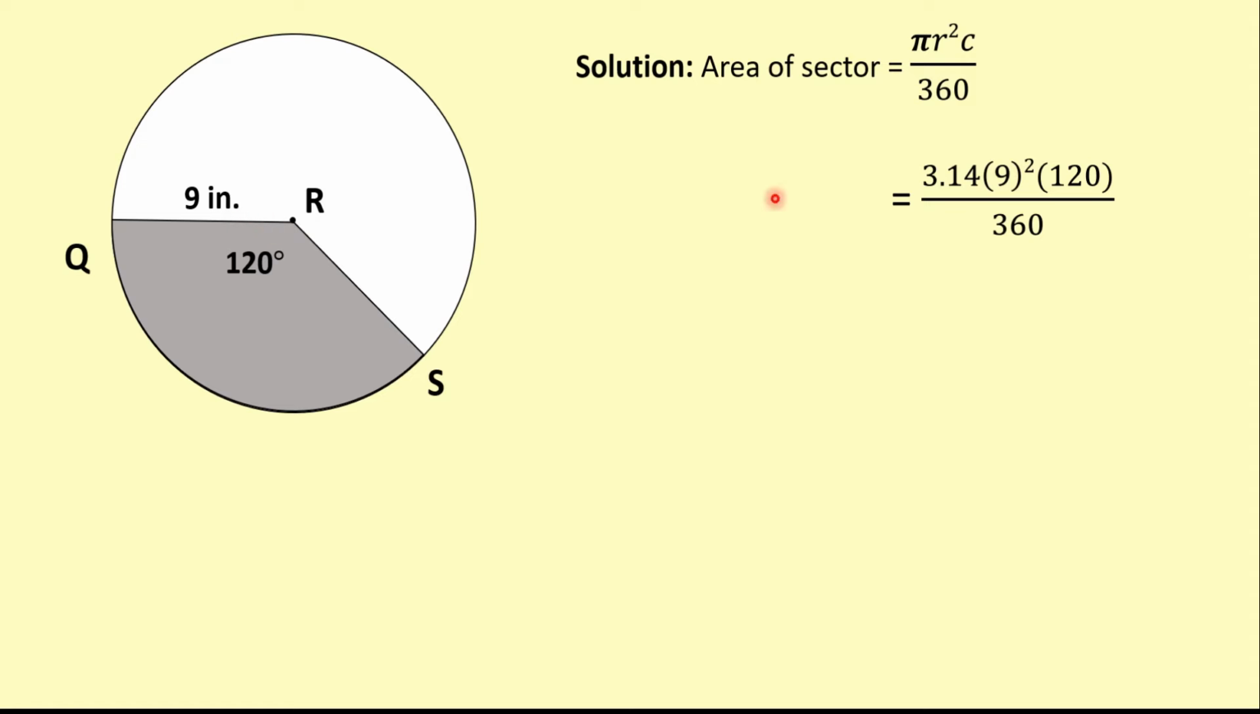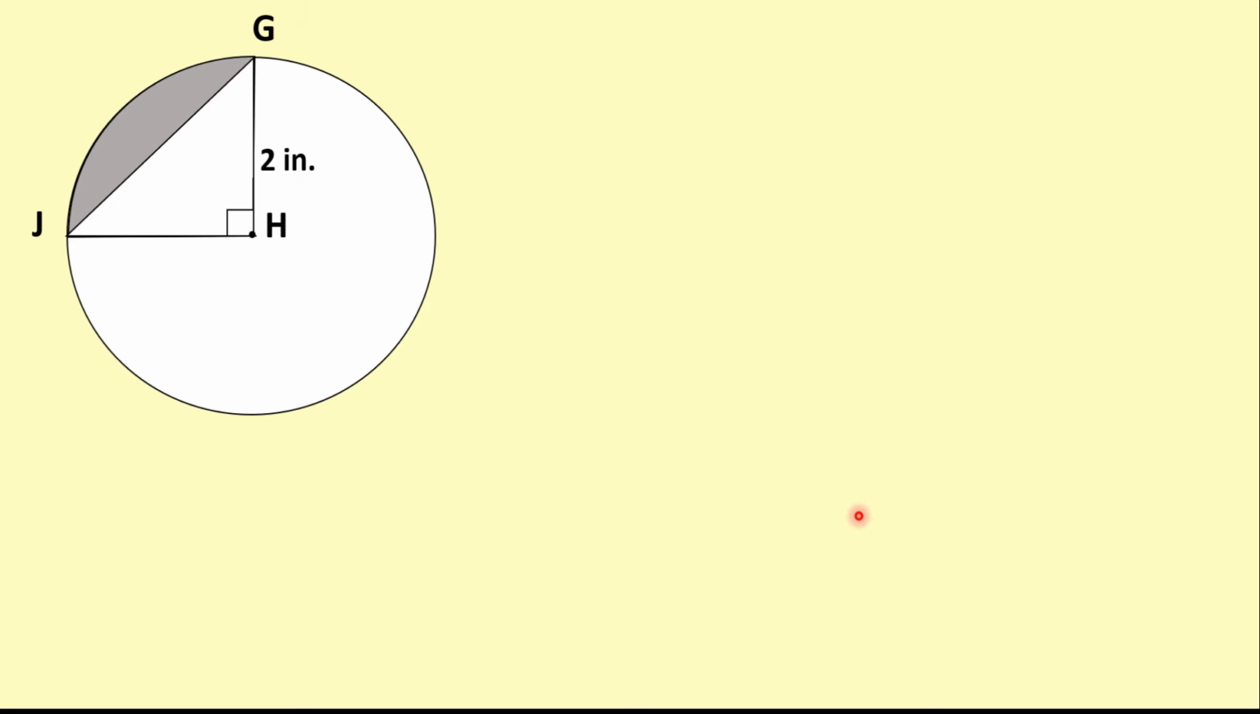So, yung r natin is 9. Then, yung central angle is 120. Then, simplify lang natin. 9 squared is 81, then 120 over 360 is 1/3. So 3 na lang yung matitira sa denominator. Then simplify ulit. 81 over 3 is 27. Then 3.14 times 27 is 84.78 inch squared. So ito na yung final answer natin.